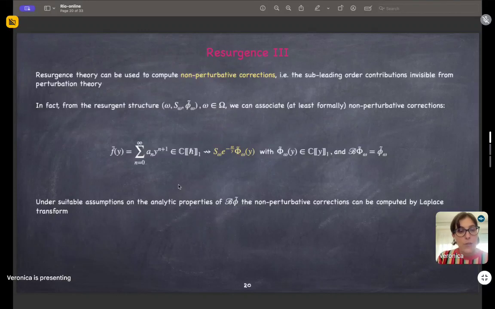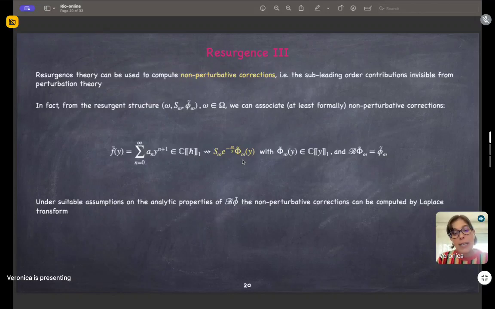And in fact, the idea is the following. You start with your formal power series that, assume, is resurgent. If its resurgence structure is given by the singularity omega, the Stokes constant, and this new series, then you can associate to that something which is non-perturbative. Non-perturbative because it has this exponentially small parameter. So this exponential factor here is something that in the limit y goes to 0 will disappear in a certain direction. And so it's what is invisible at the level of perturbation theory, but is what you can reconstruct if you study the resurgence structure of this series.